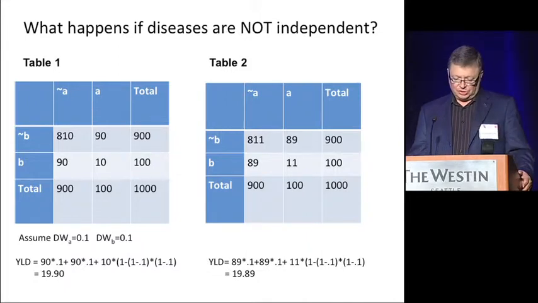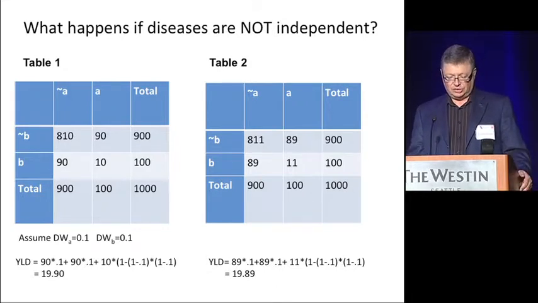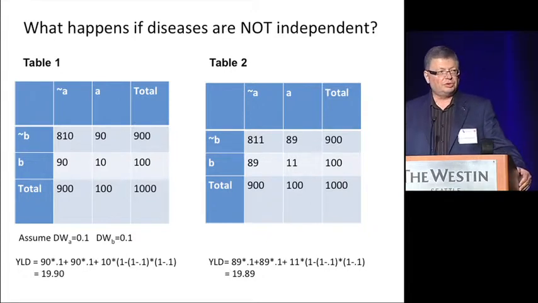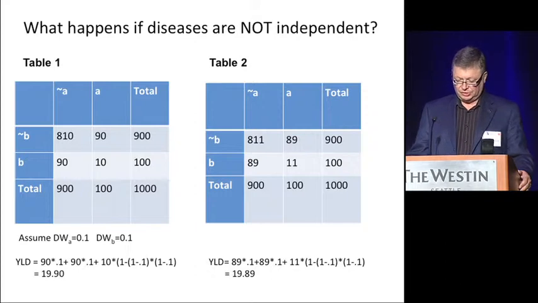Now, the total disability in the second table is 19.89. There has only been a very slight decrease in the total disability because the disability added by the individual now suffering two diseases is more than offset by the loss of disability from the one who no longer has either of the diseases, though only slightly.